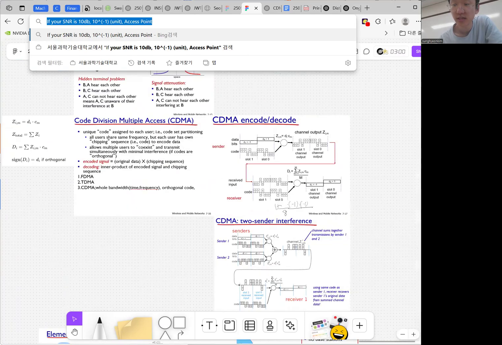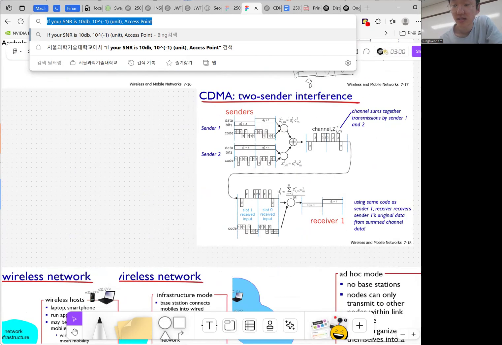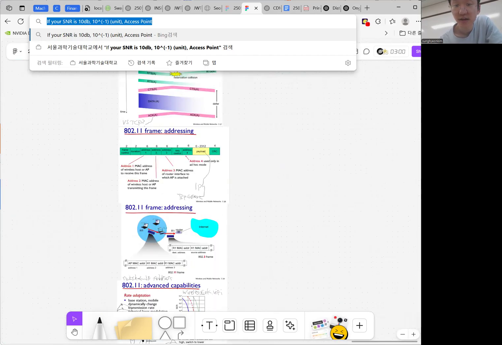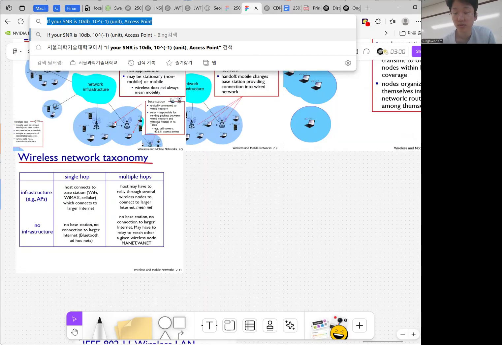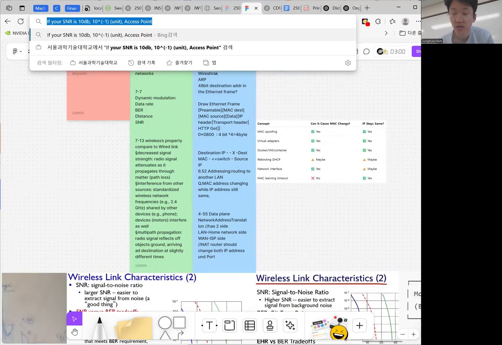So CDMA is about the dot product of each other. And there's also frame addressing and so on. When the frame is changing, the MAC address is changing, but the IP address is not changing. I'm a bit confused about why.